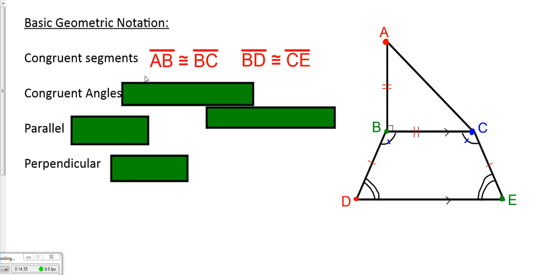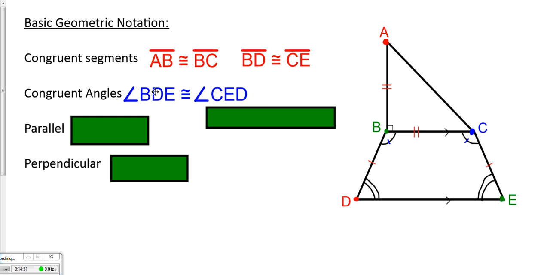That's how you would write congruent segments. Again, just means they're the same length. Congruent angles means it's the same degree measure. If one is 60 degrees, the other one is also 60 degrees. And there are a couple different ways you can draw that. In writing, if you're going to write it out though, it looks something like this.